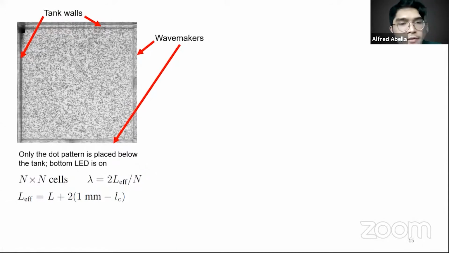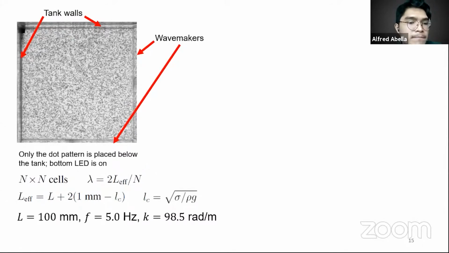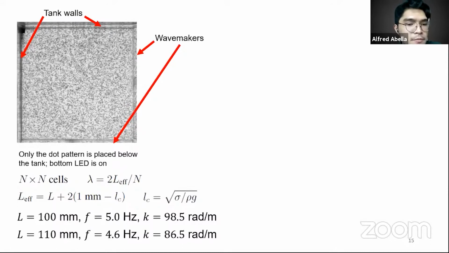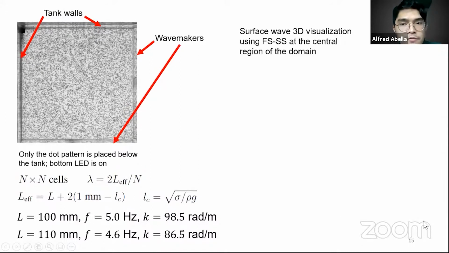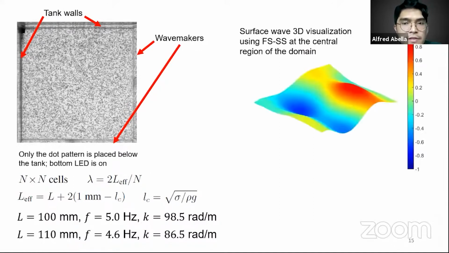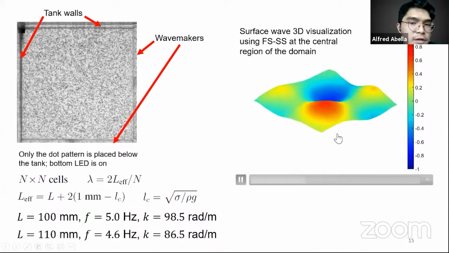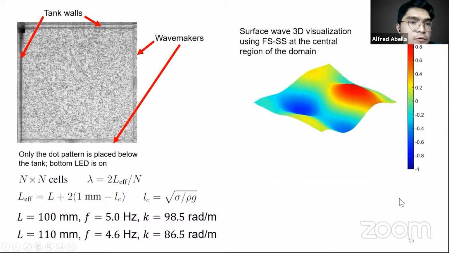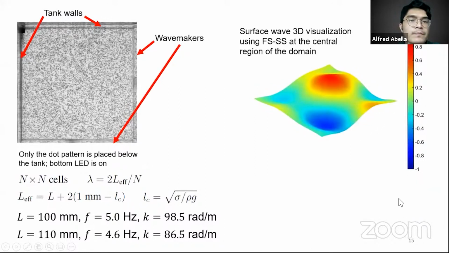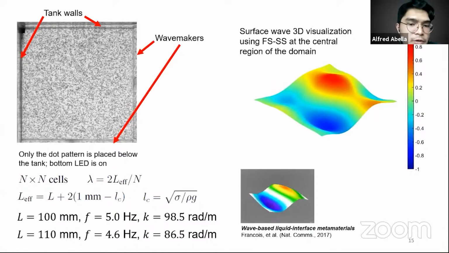And L is the side length of the wave maker, which are these two values. These are the frequency settings used for the frequency generator. Now, the surface wave visualization using FSSS is this. As you can see, the waves are indeed rotating, and this is necessary to produce the vortex lattice cells. This is very similar to the wave pattern shown by the Australian team.